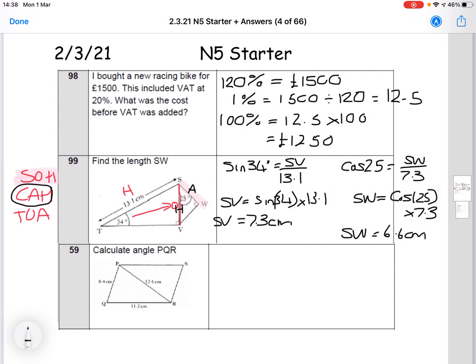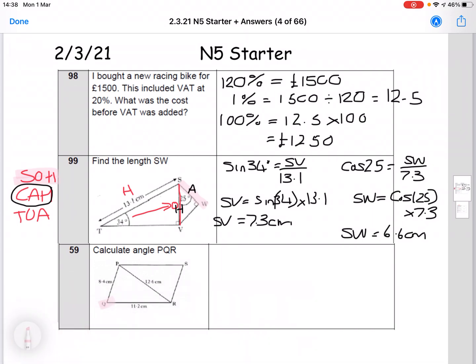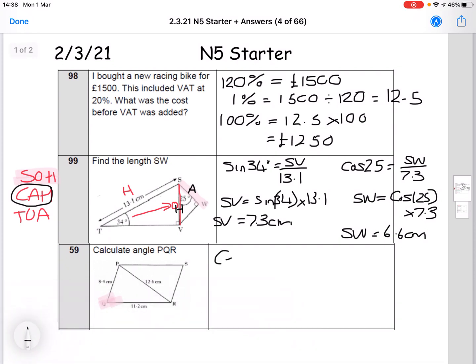Okay, the last question here, we have calculate angle PQR. So PQR, following those letters round in order, is the angle just at Q. And we have all three sides of the triangle. So we're going to use cosine rule. So cos Q is going to be equal to P squared plus R squared minus Q squared over 2PR.